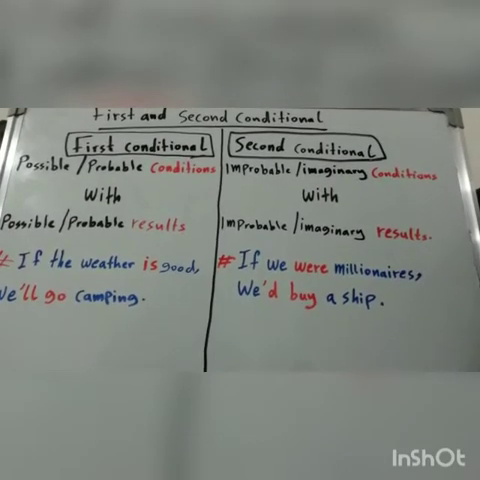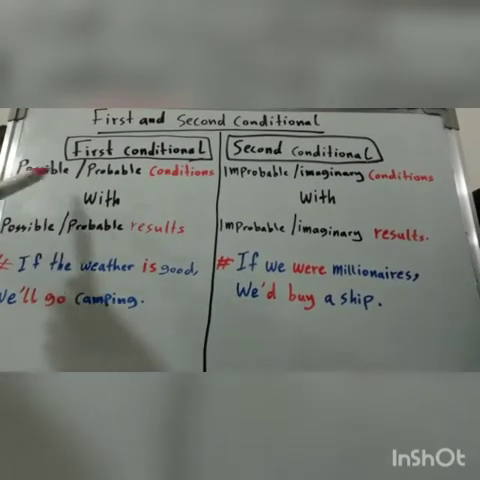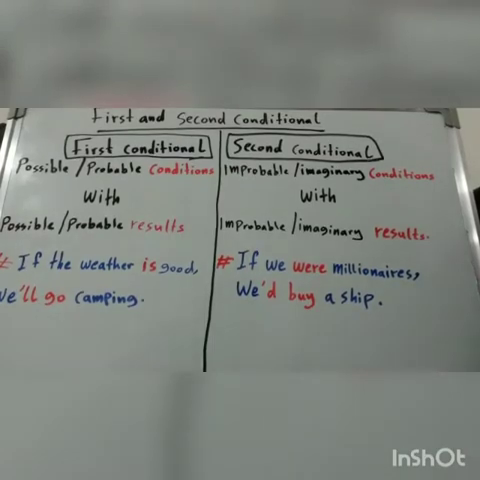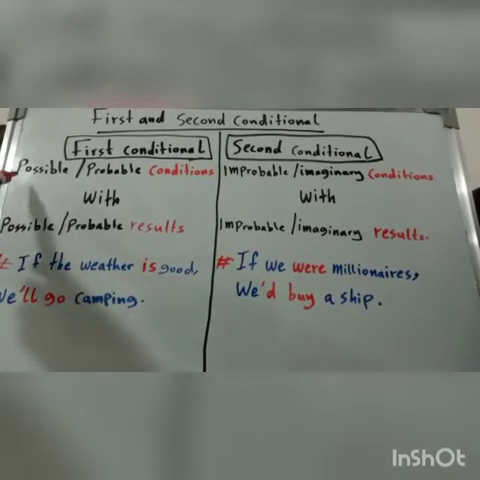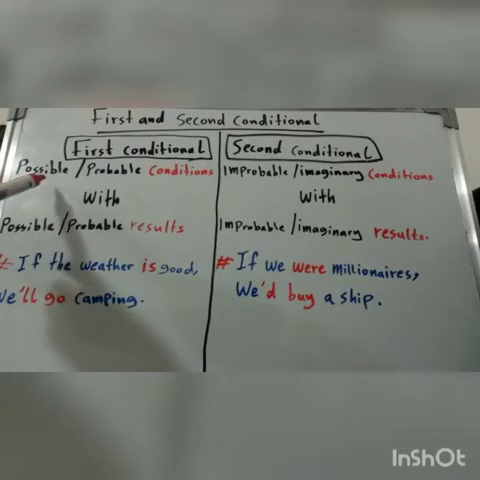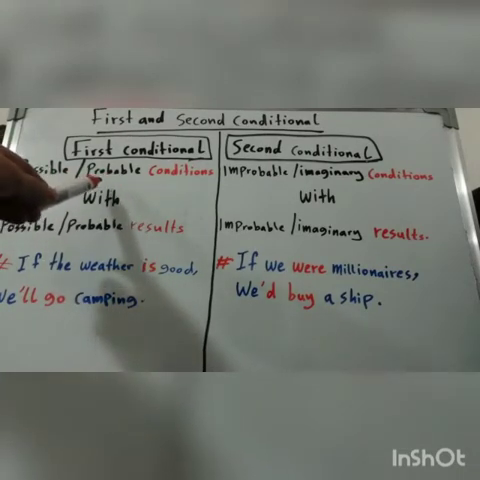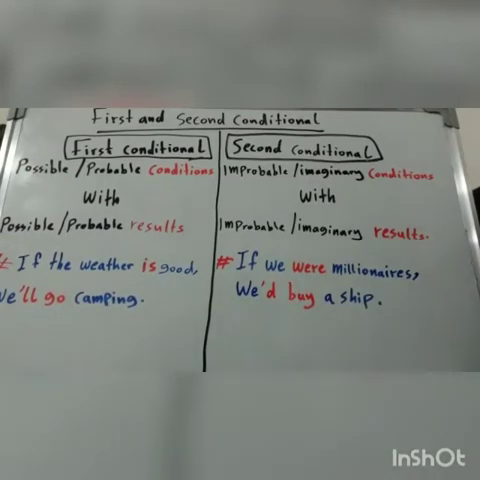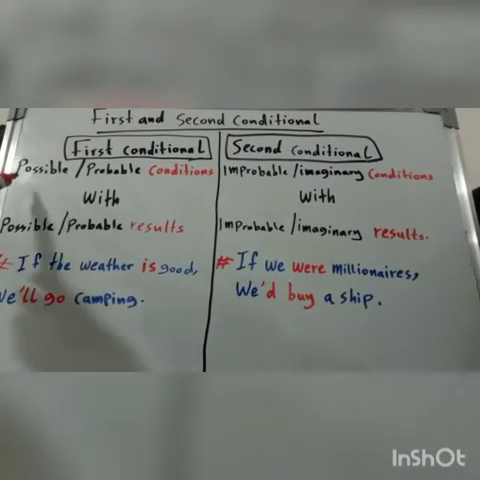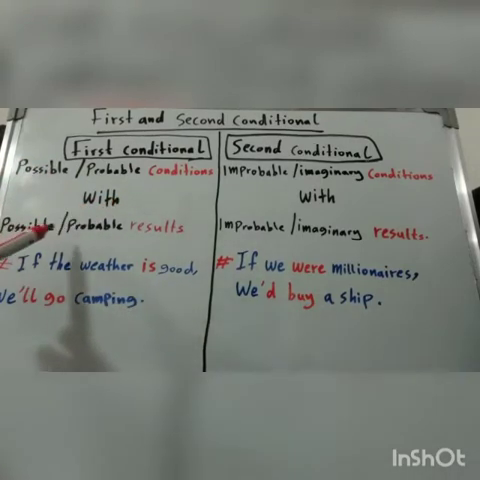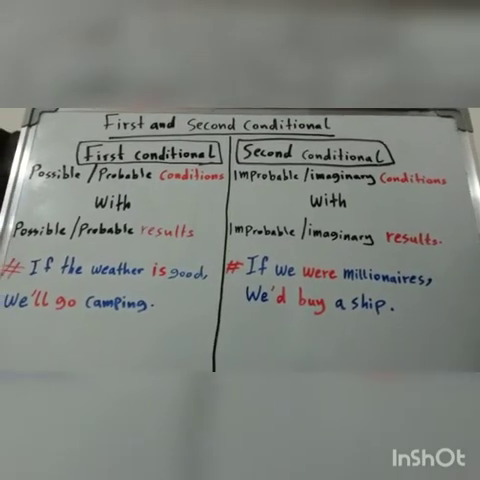We use the first conditional to talk about possible or probable conditions. What do we mean by possible? Possibility means when you are able to do something, and probability means that things are likely to happen. So we use the first conditional to talk about possible or probable conditions with possible or probable results. Take a look at the first example.